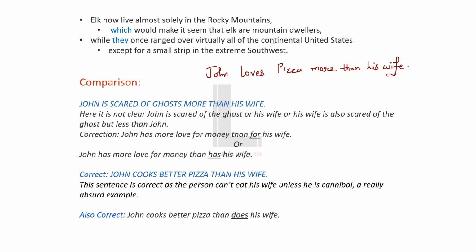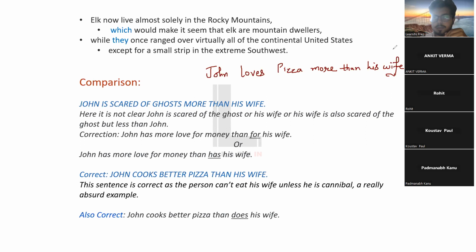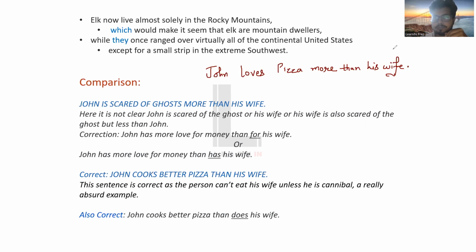Is this sentence correct? Let me know if it is correct. What do you think? Yes, no, I need some answers. Now, John loves pizza more than his wife. Let me give you two interpretations of this sentence.